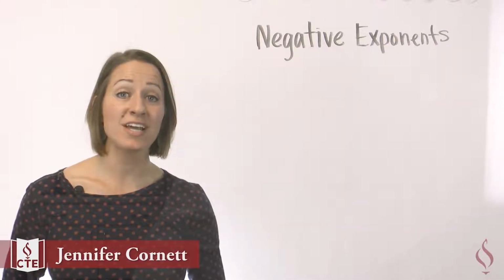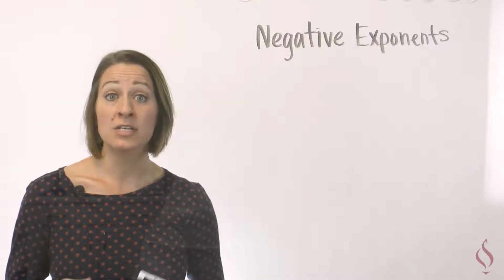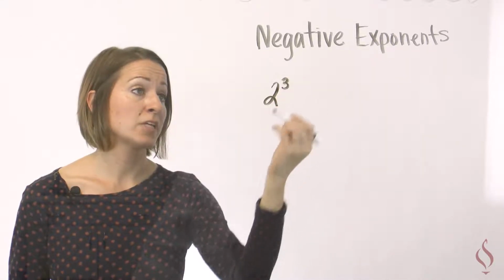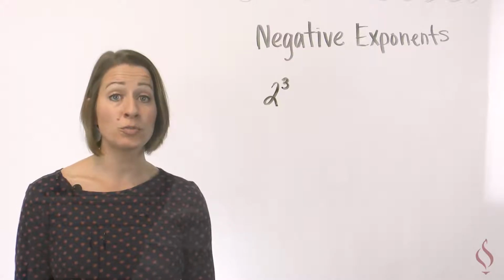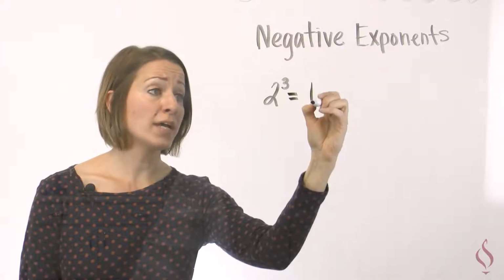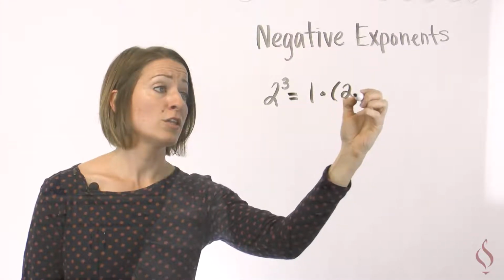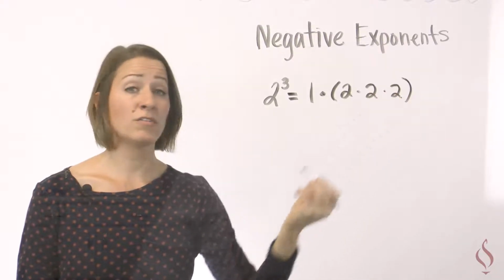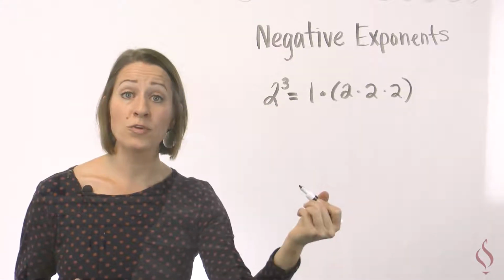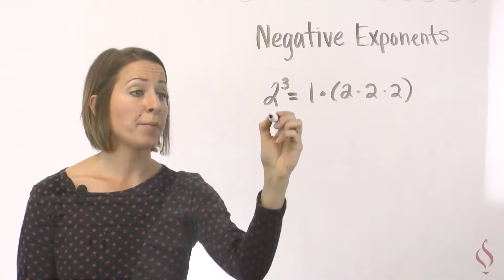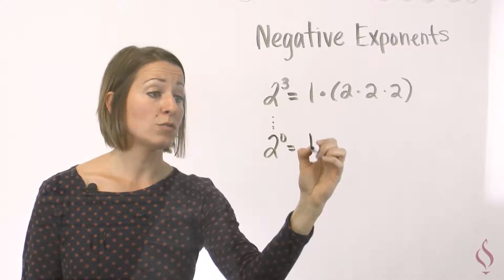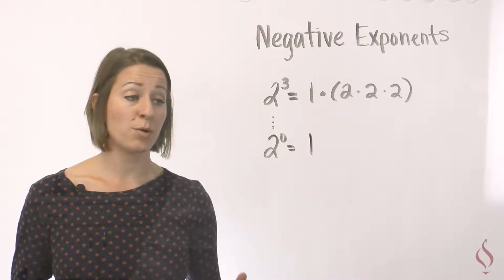Hi, in this video we're going to talk about negative exponents. In the previous video we looked at, let's say, the expression 2 cubed, 2 to the third power, and I define this as 1 times the product of 3 2's. Okay? And we went through the list. We could do 2 to the 4th power, 2 to the 5th power, or we could go down. We talked about how 2 to the 0 power equals just 1, because 1 is a factor of every number.